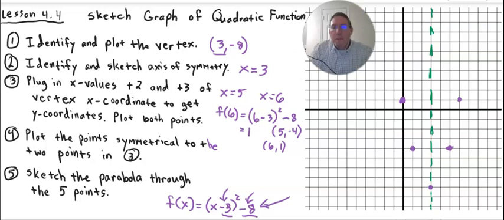Okay? And so now we've identified those points, and so now we're going to sketch the parabola through these 5 points. Now watch how I sketch. I usually start at the vertex. So I'm going to come down here to the vertex, and I'm going to create the bottom of a U shape like that. Okay? Bottom of a U shape. Then I'm going to go up through this point. I'm going to go the other way and up through this point. Then, after I go through this point, I'm going to go up through this point right here.